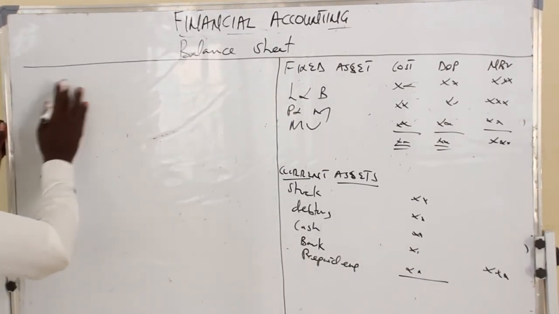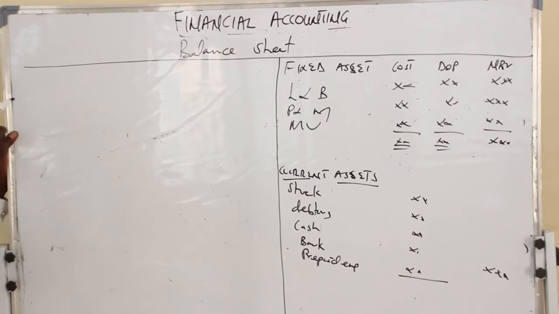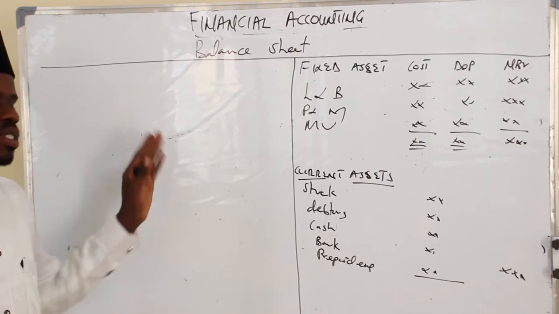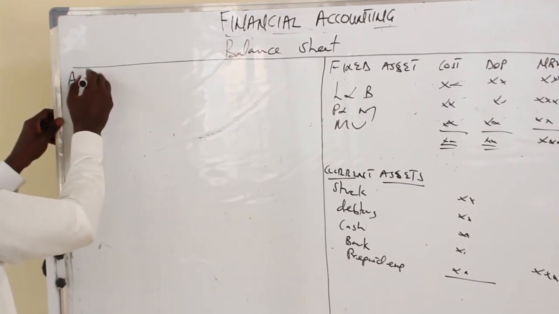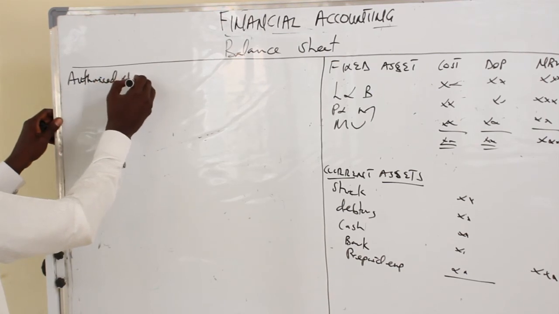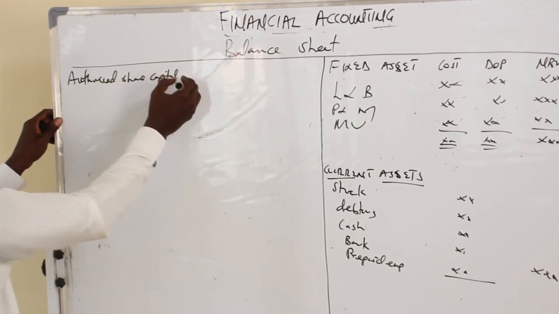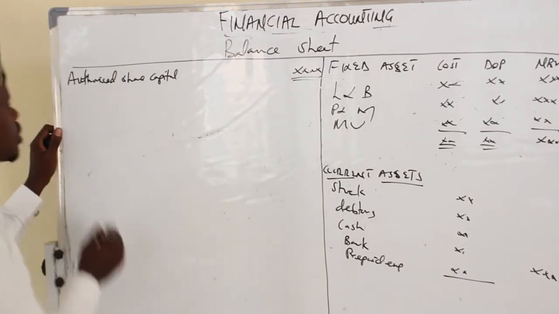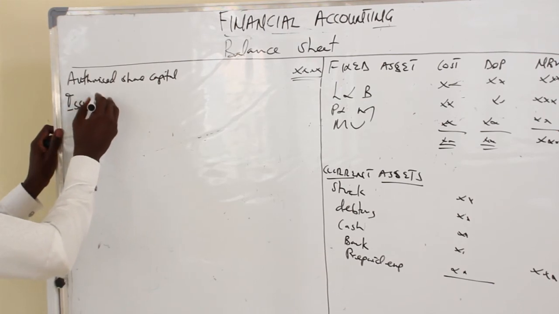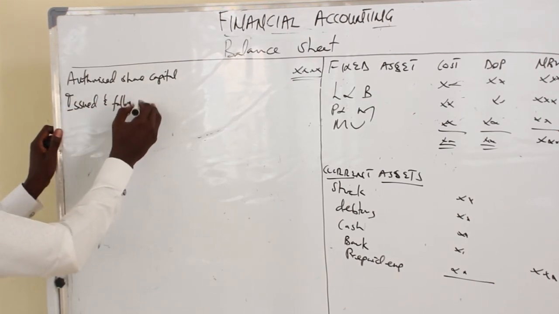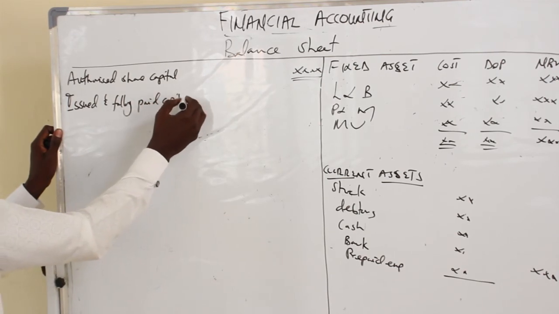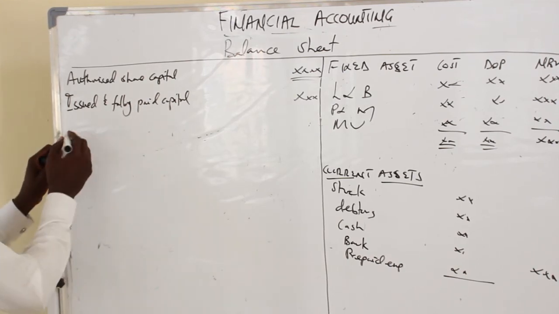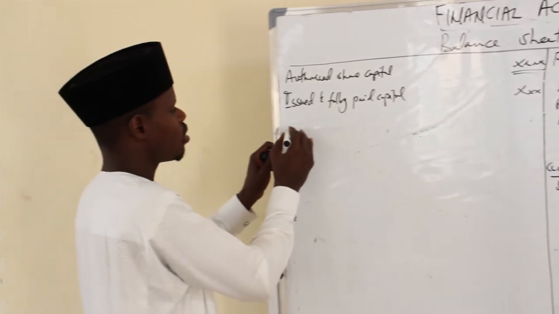Down here you have the capital. Now, unlike a sole proprietorship or partnership business, where capital adds net profit, less drawings, here you are required to state the authorized share capital of the company. By the time you state the authorized share capital, you close it. You tell us the issued and fully paid capital. After you have stated the issued and fully paid capital, then you also have a new heading that we call reserves.